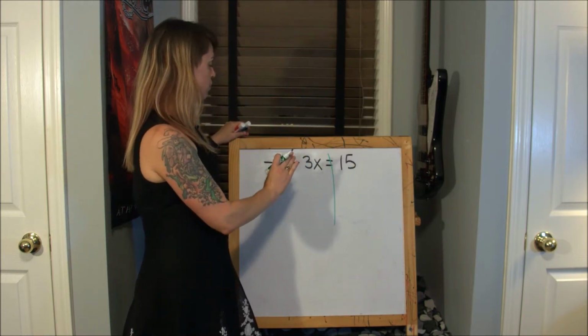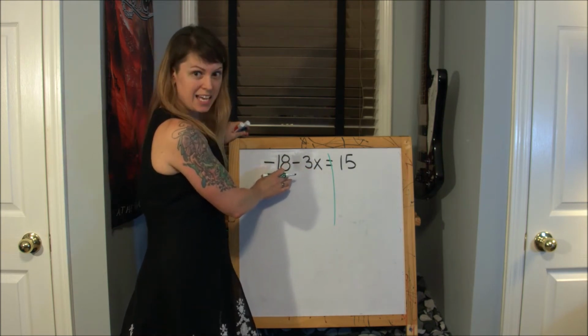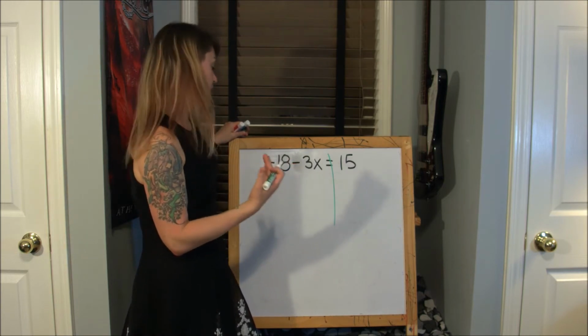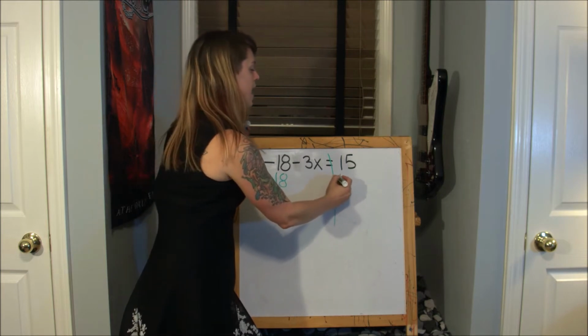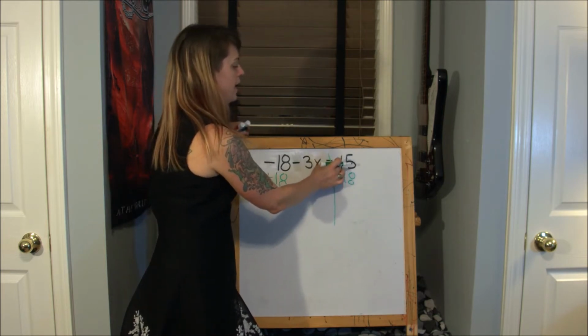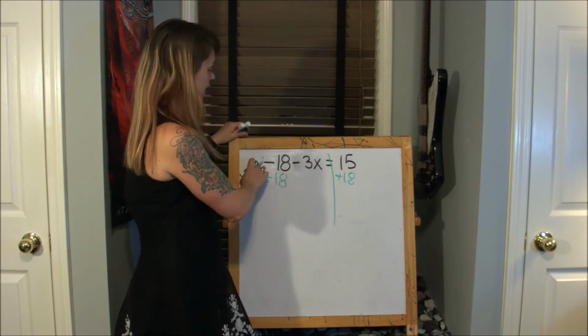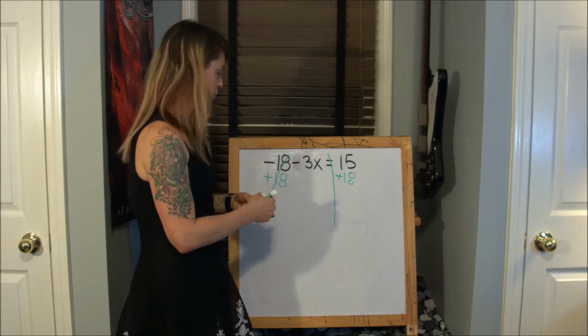The first thing I'm going to move is the constant, so I'm not going to touch this x. This is a negative 18 or a minus 18. The opposite of subtracting is adding. So I'm going to add 18 here and add 18 here. Remember, if it crosses an equal sign, it has to be opposite, okay? Negative 18 plus 18 is 0. So we don't need to worry about that anymore, okay?